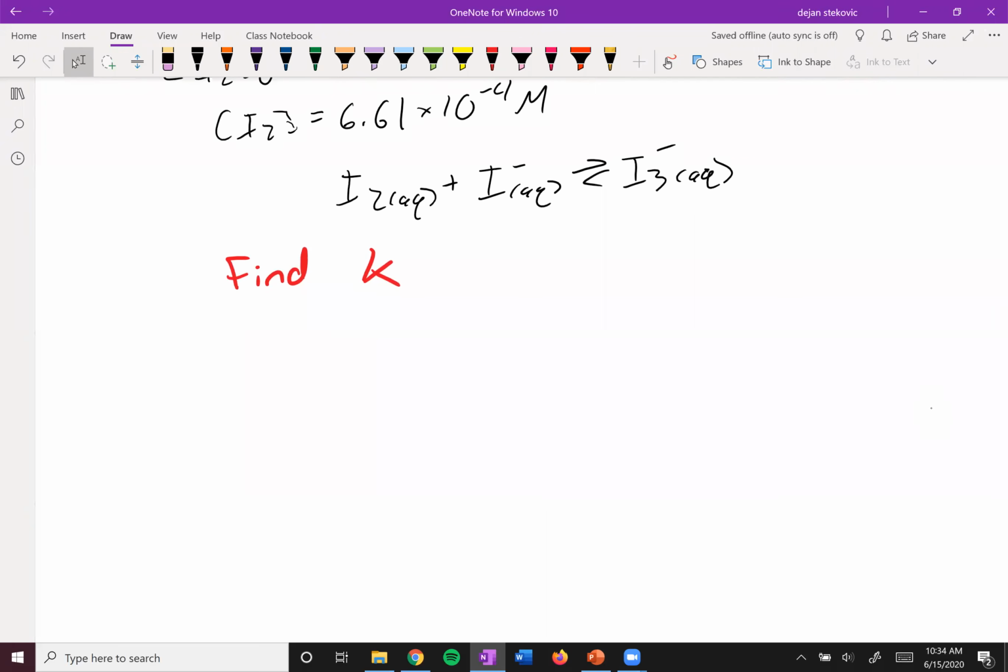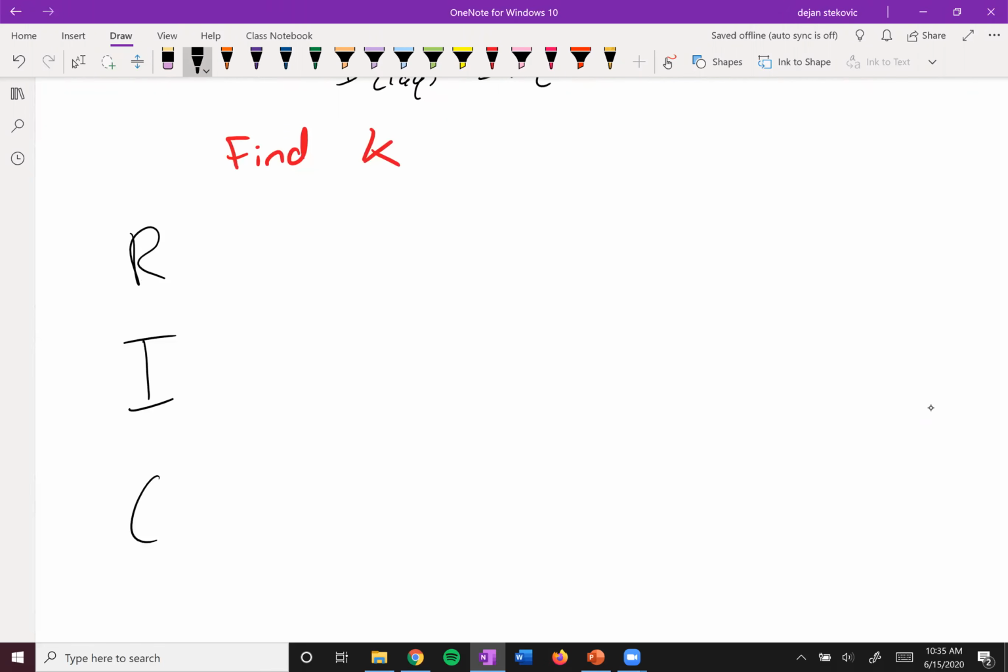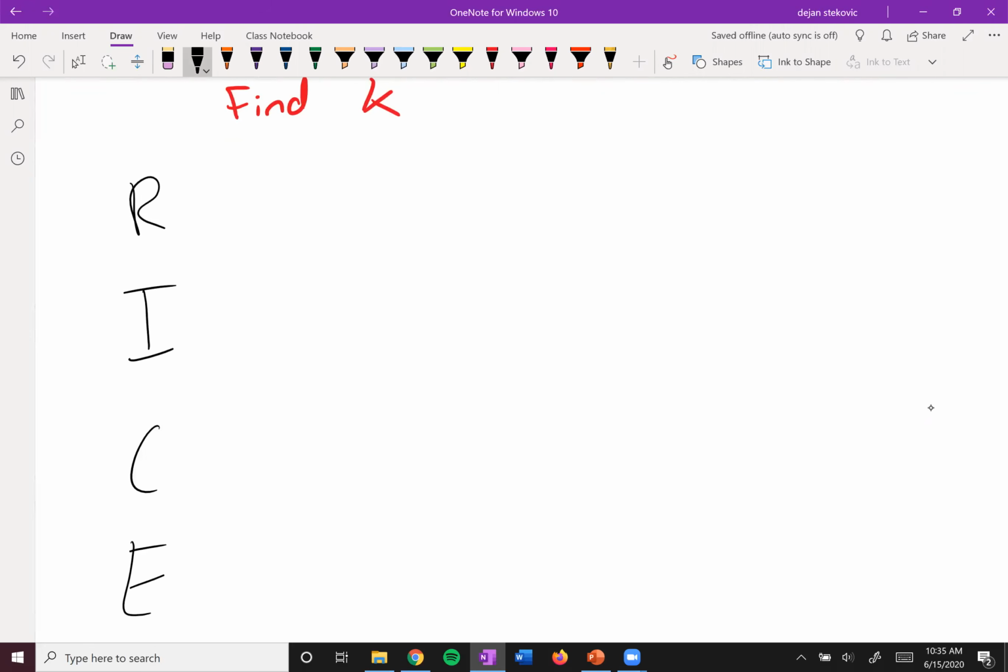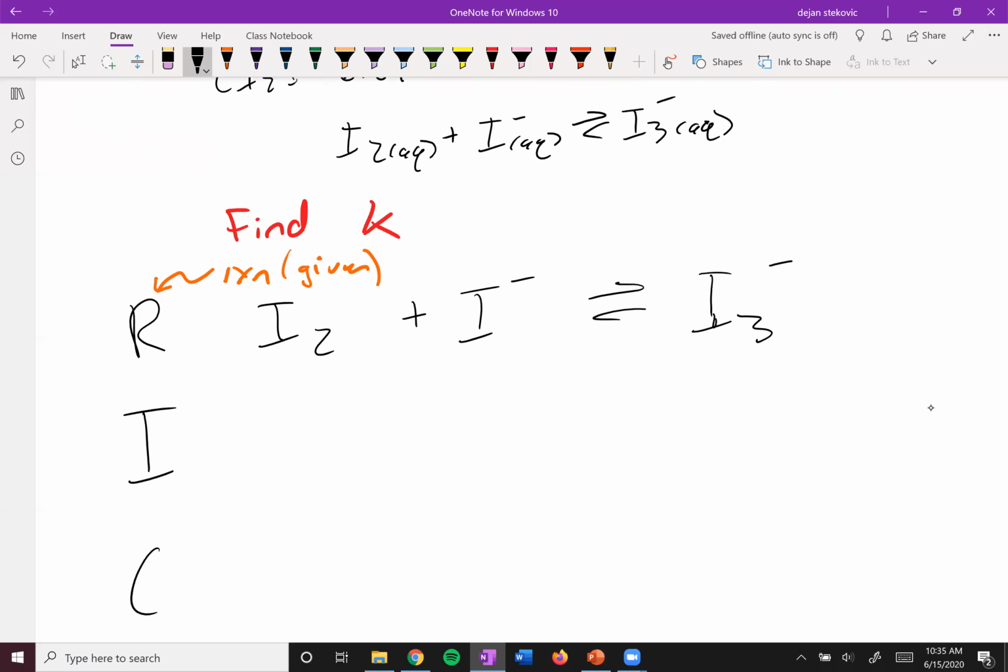The first place you want to start off with these RICE tables is just to write RICE vertically on the left side. So let's see what all of these things stand for. The R in RICE stands for reaction, and this is usually given. So this is just our reaction. In this case, it's I2 plus I minus in equilibrium with I3 minus.